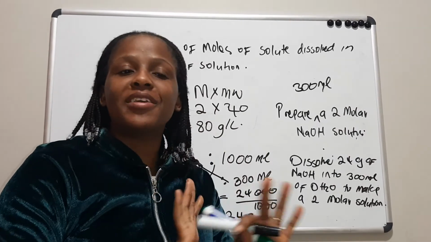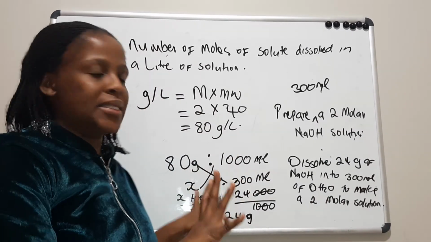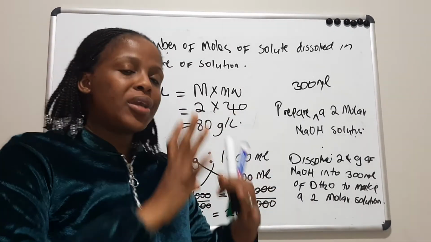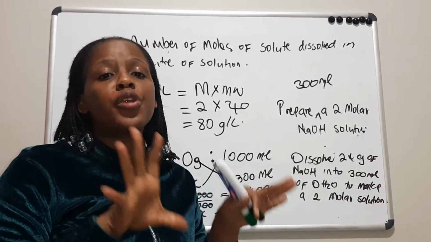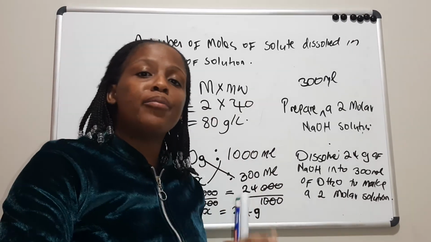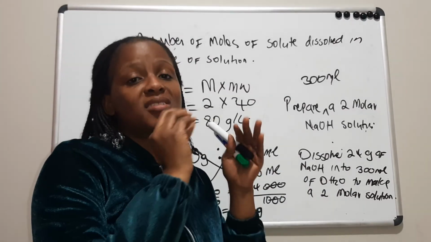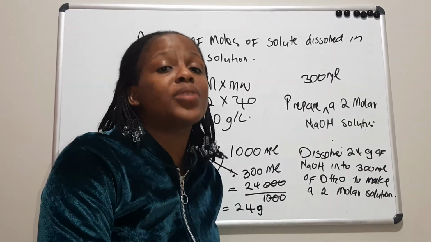So basically that's how you will follow. If you are not given a volume, you leave it there at grams per liter. But when you are given a specific volume, then you do ratio and proportion so that you can know the grams for that specific volume that you are given.